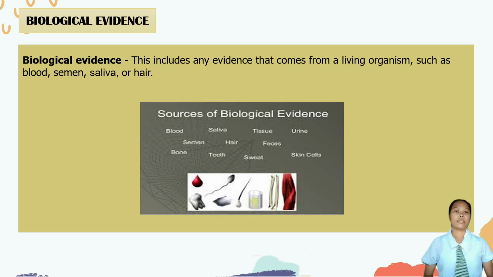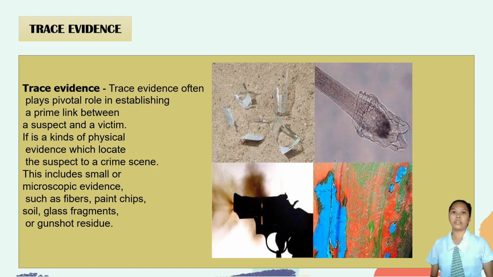Biological evidence. This includes any evidence that comes from a living organism, such as blood, semen, saliva, or hair. Trace evidence. Trace evidence often plays a pivotal role in establishing a prime link between a suspect and the victim. It's a kind of physical evidence which locates the suspect to a crime scene. This includes small or microscopic evidence such as fibers, paint chips, soil, glass fragments, or gunshot residue.